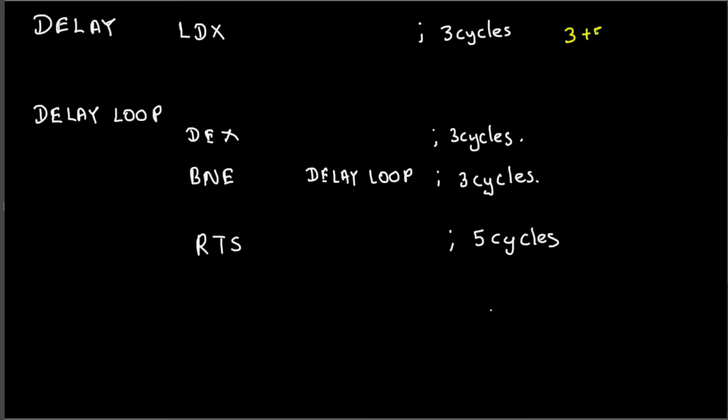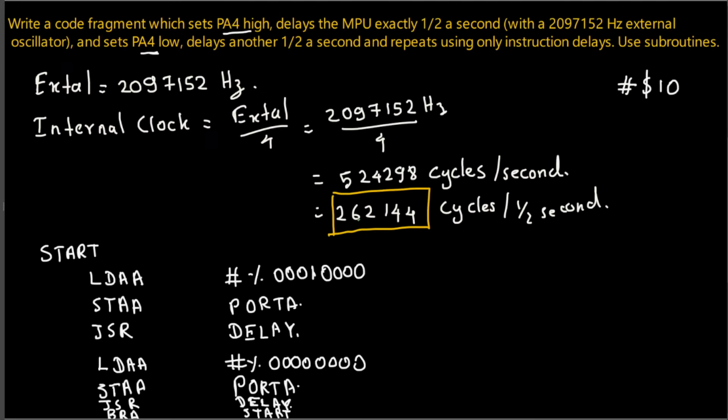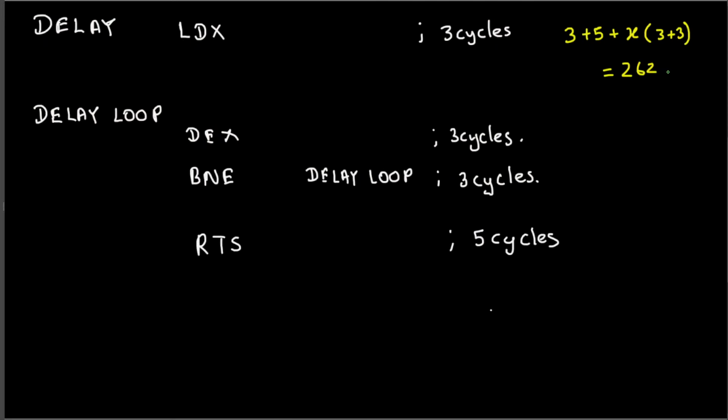So 3 plus 5, and this loop is going to keep on happening based on the value we put right here. To find that out, I put an x for it, and then these 2 things are going to keep on looping. So that's going to be 3 plus 3 right here, and that should give us this many cycles, that is 262,144. Now let's solve this one.